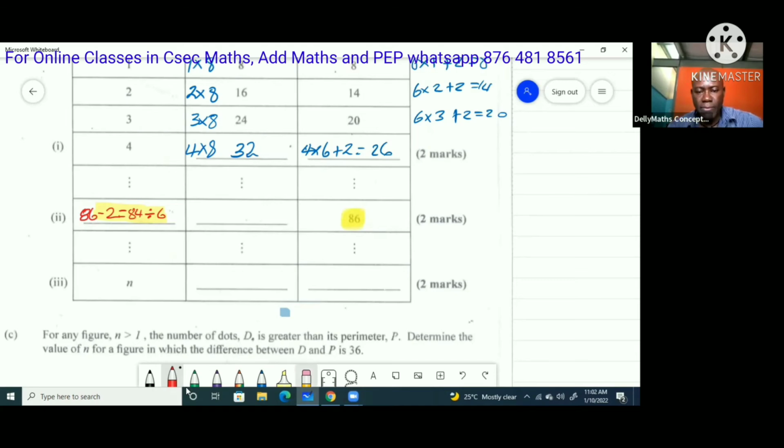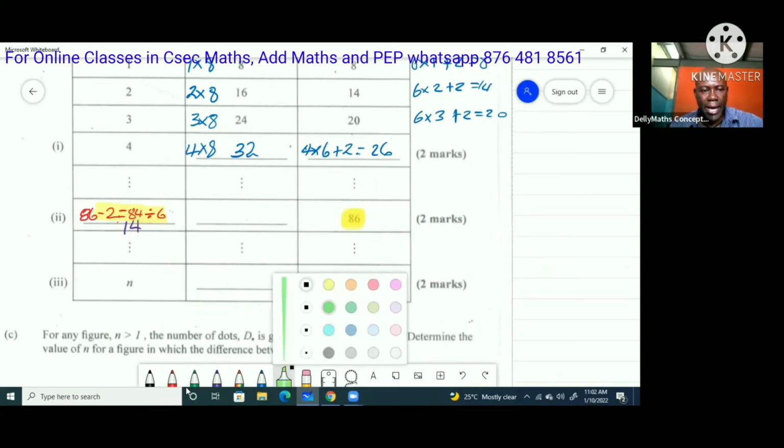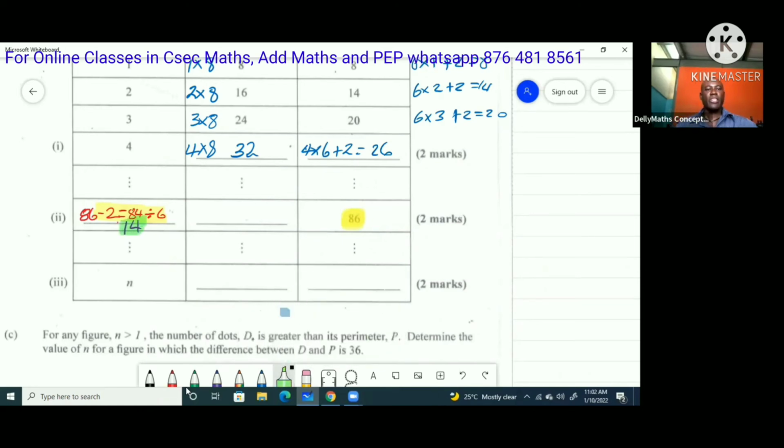So let me write this 14. Where do I put the 14? I think I can squeeze the 14 with a different color. So this is 14 right there. Let me just put it in a little shade. My answer here is 14 in green. So that's 14 right there. So we're thinking in reverse.